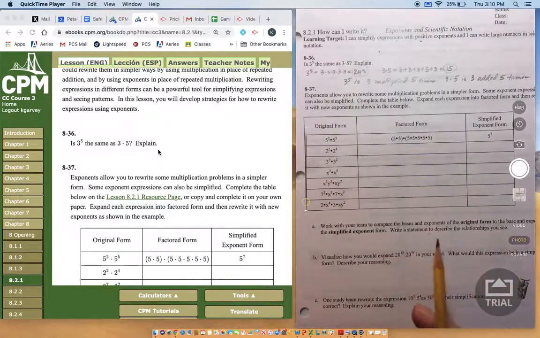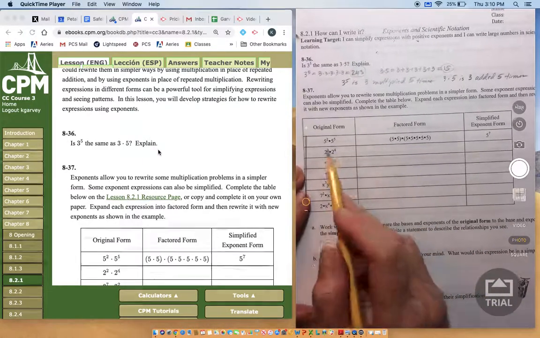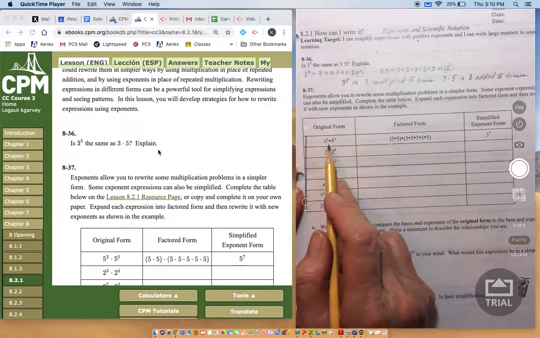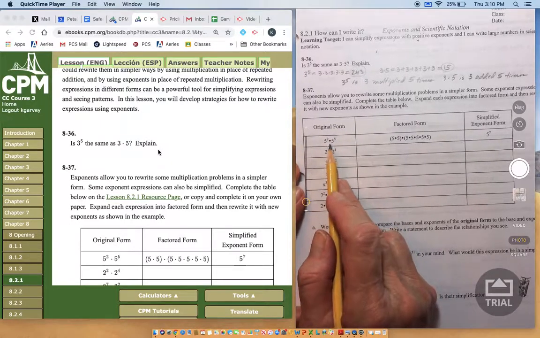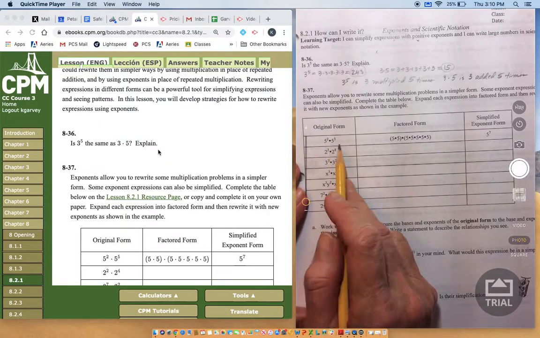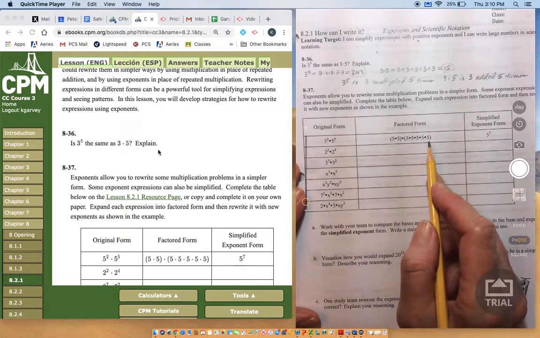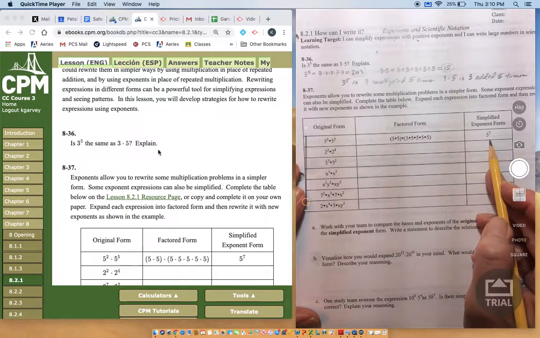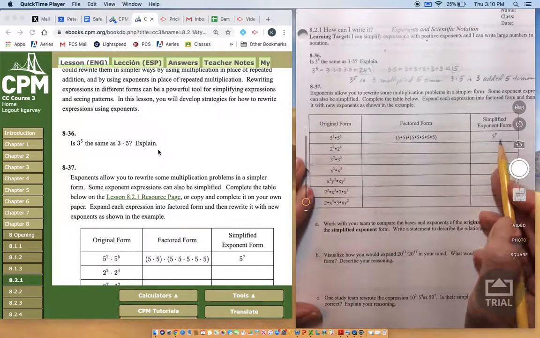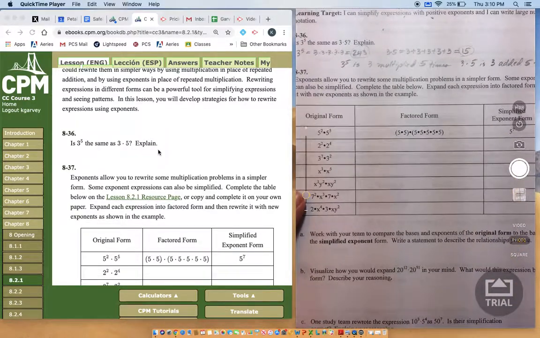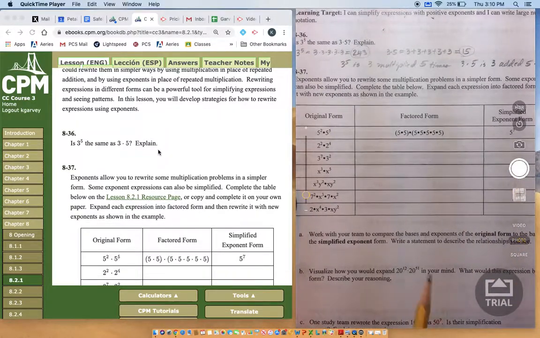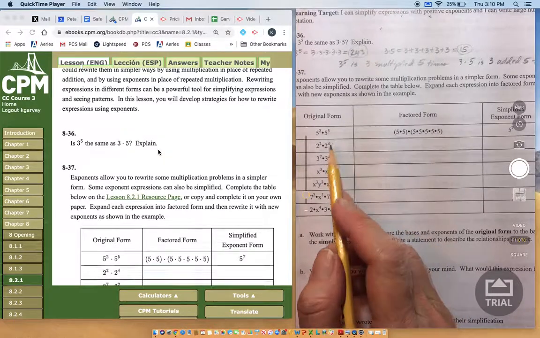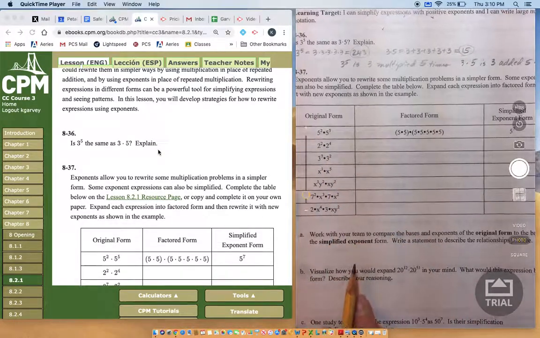In this problem, you are going to look at the original form of an expression with exponents, and then you're going to factor it out, and then you're going to figure out what the simplified form of that is. Work on these by yourself for a few minutes and put me on pause, and then I'll rejoin you.